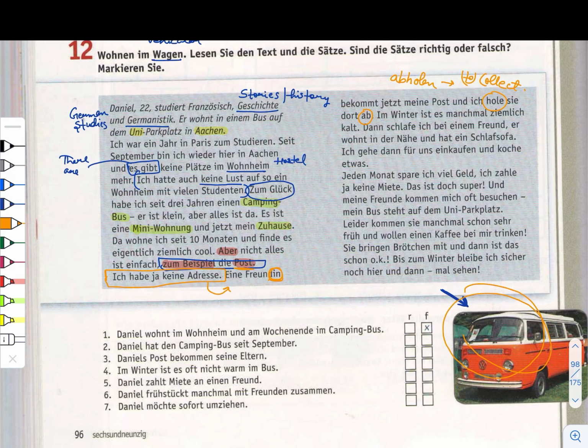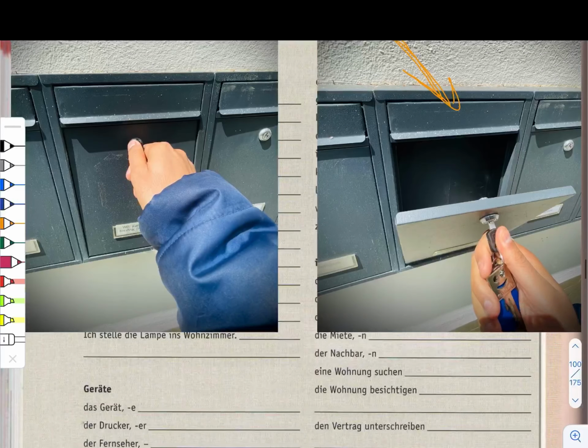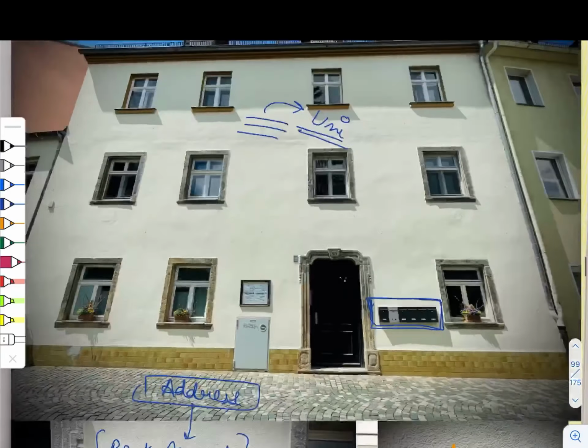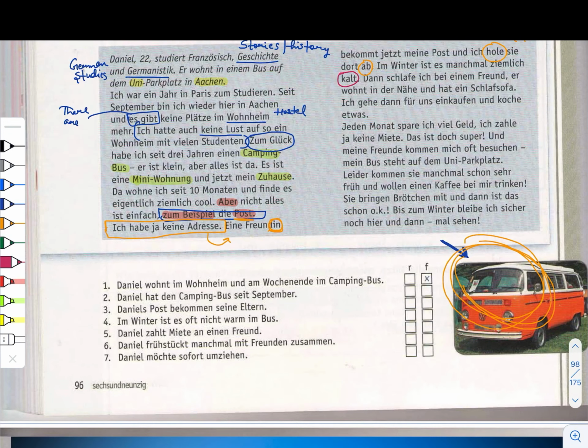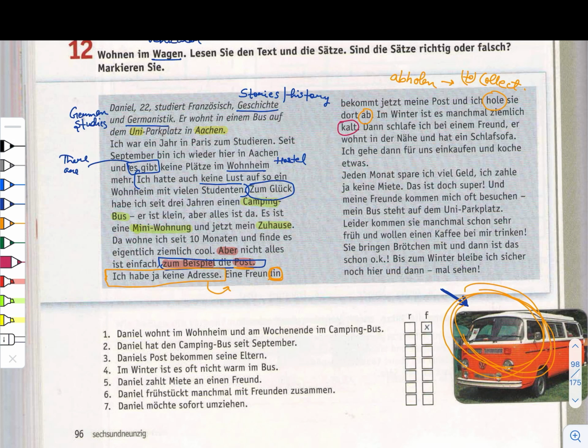Okay. Im Winter ist es manchmal ziemlich kalt. Now again he is describing this bus, that in the winters it is sometimes quite cold. Dann schlafe ich bei einem Freund. Also you can see here, right now there is no winter in Germany, but still I am wearing this jacket. So he was telling about the winter also. Okay, so in winter it is very cold. Dann schlafe ich bei einem Freund. Then, if it is cold, he sleeps in his friend's apartment.